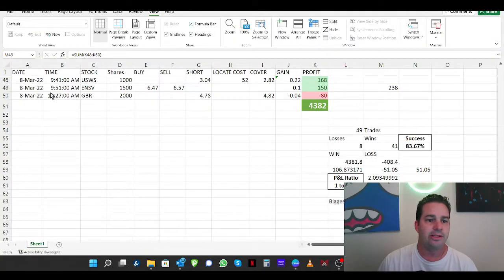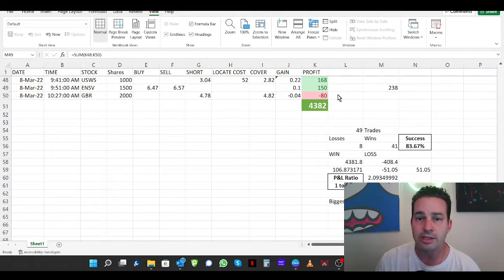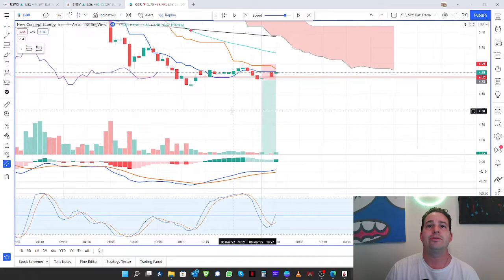Here we are, 10:27 GBR, 2,000 shares. I went short. There was no locate cost. I had that in my main account in direct broker, and then here at 4.82 for a 0.04 cents, so a 4-cent loss gave me an $80 loss, euro. Not good. I would have liked to have stopped out in profit.